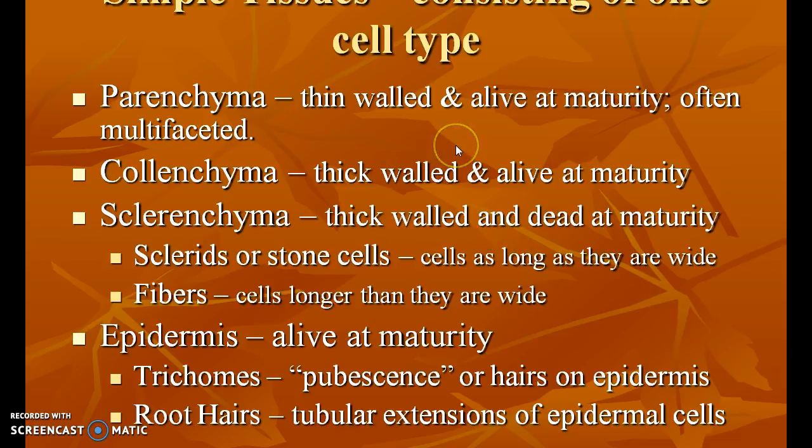Now the simple tissues, consisting of one cell type. Parenchyma: thin-walled and alive at maturity, often multifaceted. Collenchyma: thick-walled and alive at maturity. Sclerenchyma: thick-walled and dead at maturity. Sclereids or stone cells are cells as long as they are wide. Fibers are cells longer than they are wide.